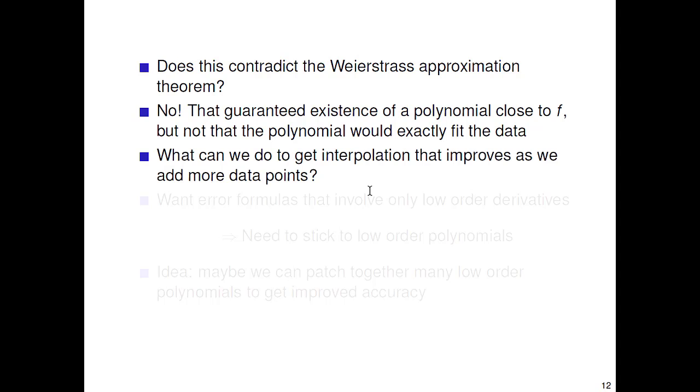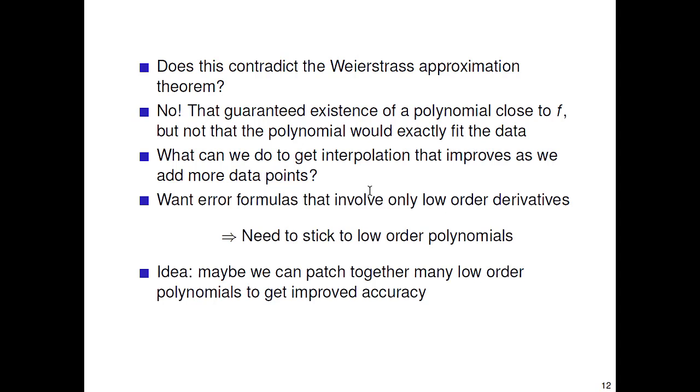So what should we do? What if we really do want to do interpolation? And we want to do it well, right? We don't want these wild swings, these wild oscillations. We want something reasonable, that as we add more data points, we get better and better results. How can we do that?